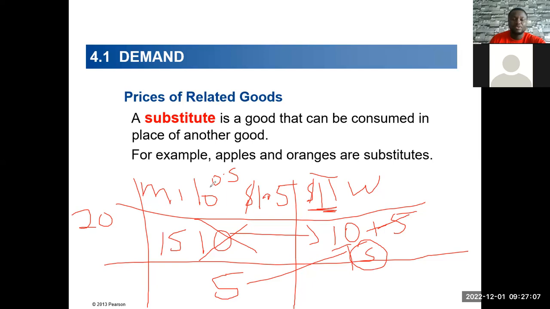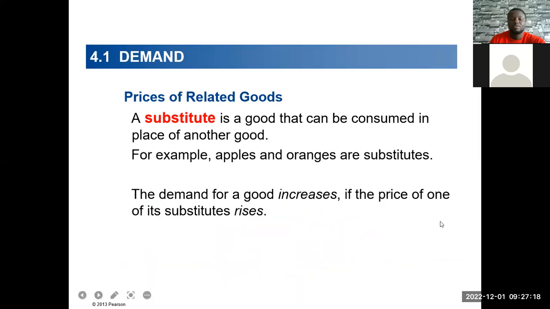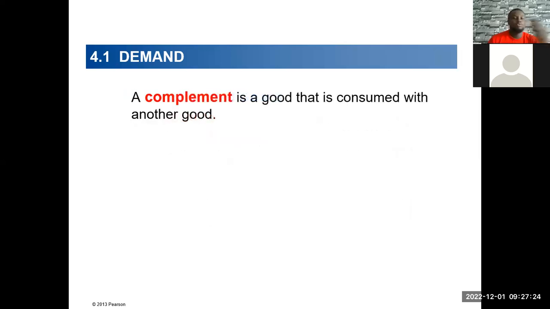Because of a fall in the price of a substitute. So the takeaway here too is that whenever there's a fall in price of a substitute, there is a fall in demand for the other good. Is that okay? Yes. Very good. So that is that. The demand for a good will increase if the price of a substitute rises, and vice versa. Then we can talk about joint demand.